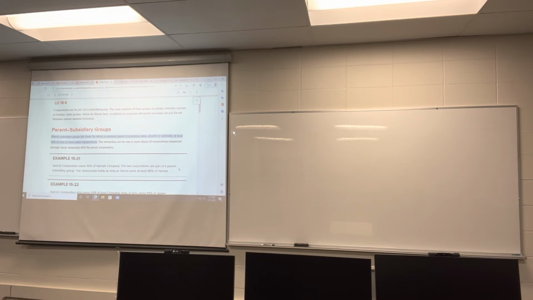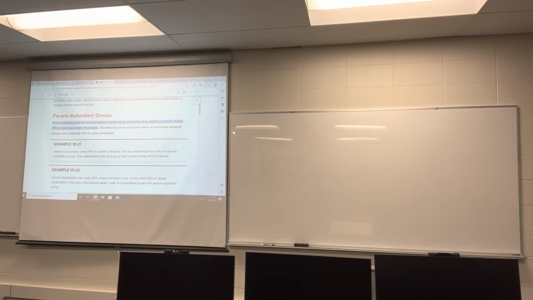If there is a common parent that owns either directly or indirectly, and by indirectly I mean Corporation A owns Corporation B, and then Corporation B owns Corporation C, then Corporation A owns Corporation C, right? Because that's an indirect ownership, but by virtue of owning Corporation B, they also own Corporation C. If they own at least 80% of one or more other corporations, then they can file what's called a consolidated tax return.